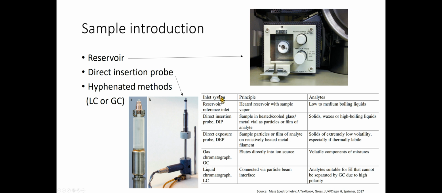The sample introduction system can be divided into three classes: reservoir inlet, direct insertion probe, and the chromatograph. These sample introduction methods are of equal importance to other ionization methods. Here are the photos for the sample reservoir and direct insertion probe. The principle and the analyte suitable for each inlet system are summarized in the table for your reference.